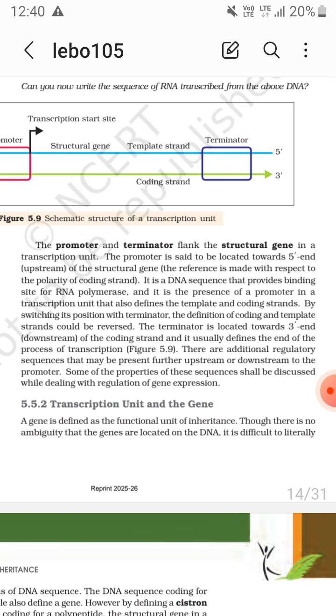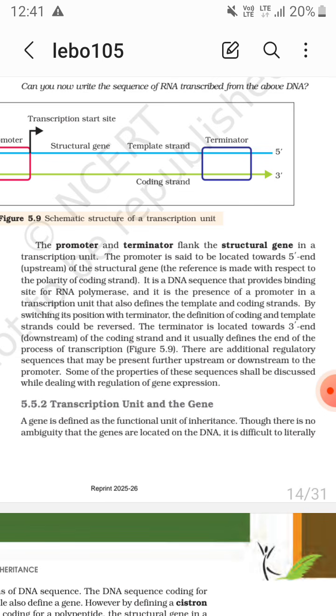It is a DNA sequence that provides binding site for RNA polymerase, and it is the presence of a promoter in a transcription unit that also defines the template and coding strands. Okay, so at the 5' end, upstream of the structural gene, it's a promoter region. It is a DNA sequence that also defines the template and coding strands.